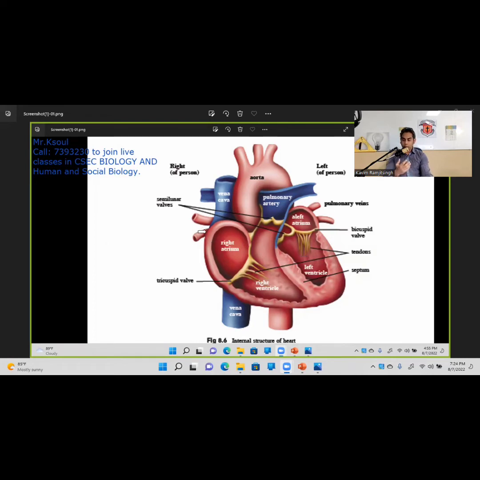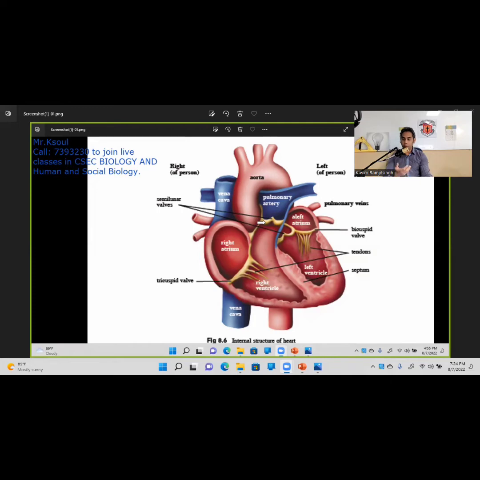So deoxygenated blood from the head, upper body, and lower body enters the vena cava. You can see it here. That deoxygenated blood flows into the right atrium, into the right ventricle, and then it is pumped up into the pulmonary artery. Now, where does this blood go from the pulmonary artery?